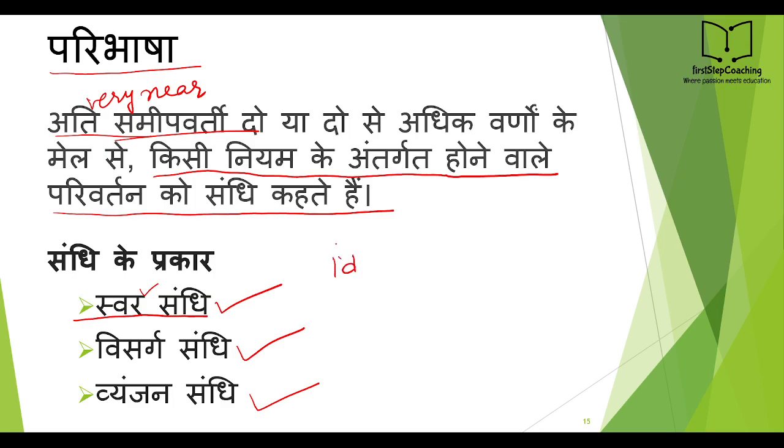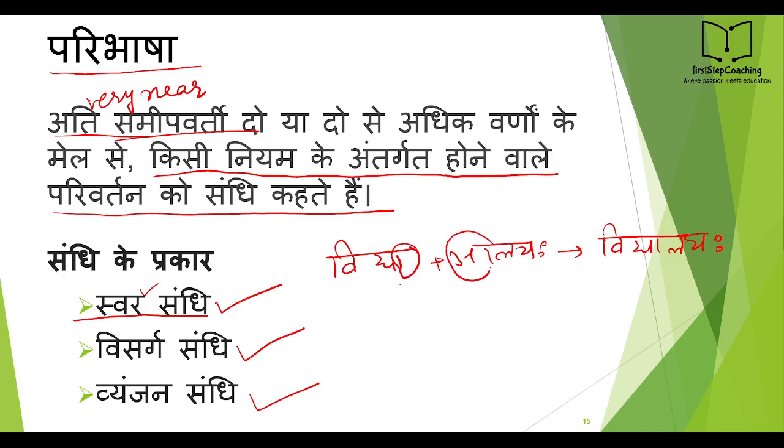Like we took an example of Vidya plus Alyah. So it became Vidyalyah. Correct? So here, A ki matra, that was a swar, A was a swar, and here it was again a swar. Right? So when two swar met and the change happened, we call it swar sandhi. Here, in the end of the first word and in the starting of the second word, there should be a swar, and then the change should happen. Then it is called swar sandhi.